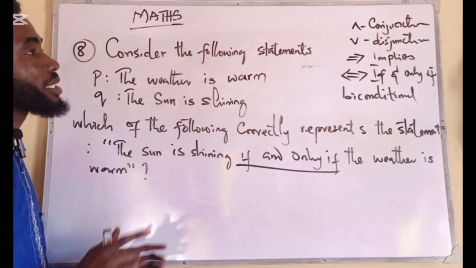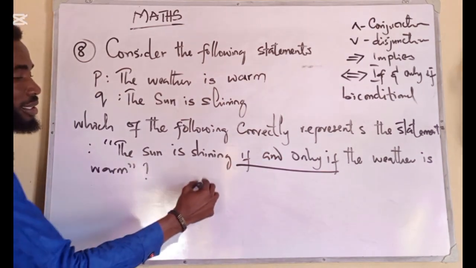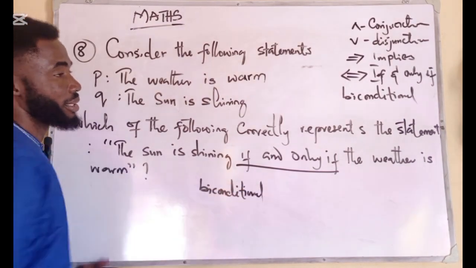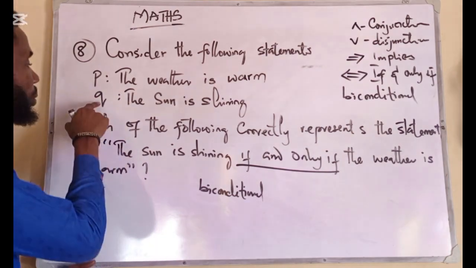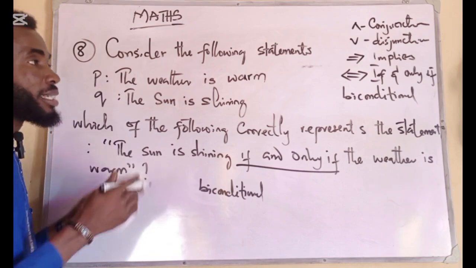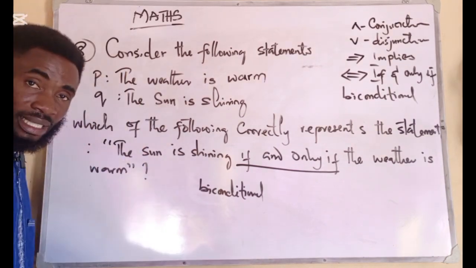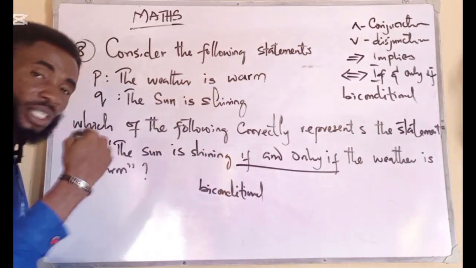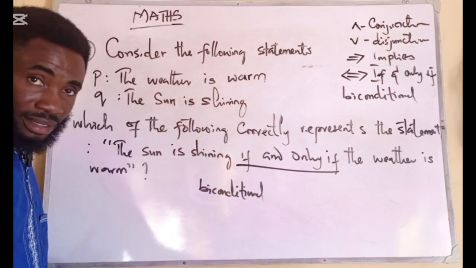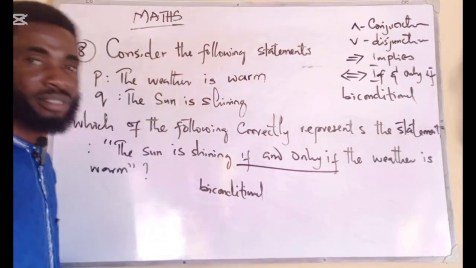Firstly, I want us to understand that the phrase "if and only if" is a biconditional statement. That is to say, both Q and P are happening at the same time, and both directions are true: as P is happening, then Q is happening, or as Q is happening, P is happening at the same time. They happen simultaneously and are true in the same direction.